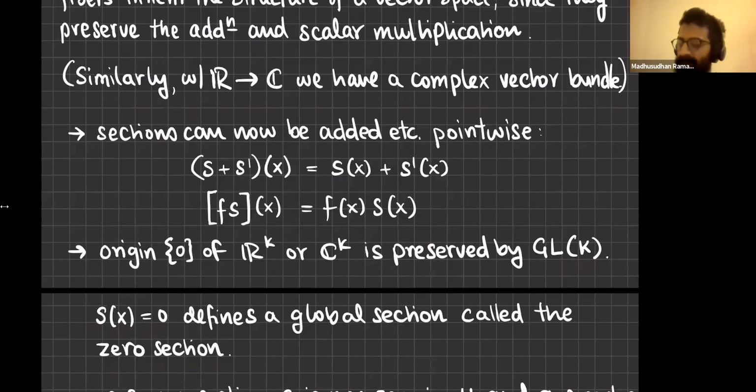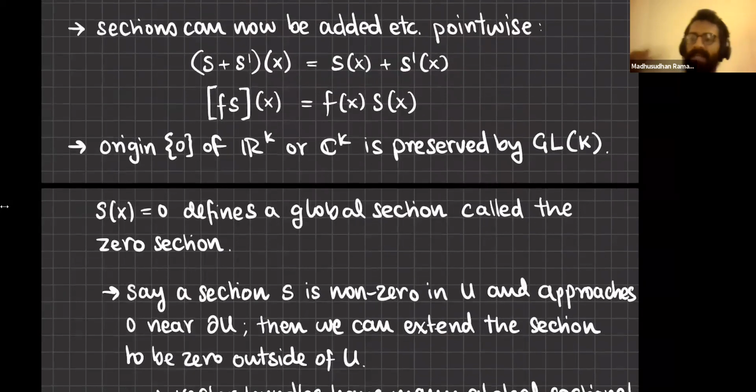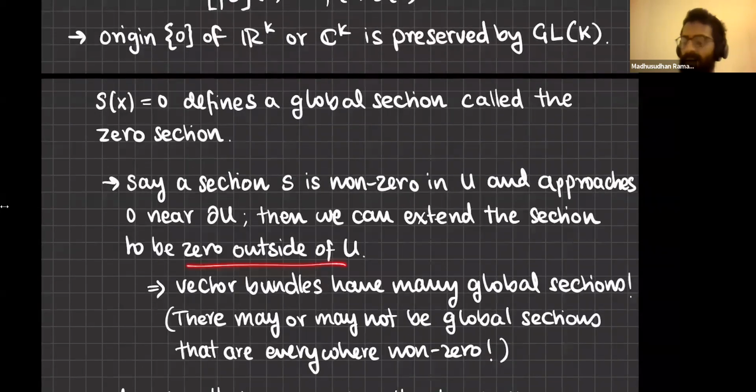Is this clear? So what this allows you to do, for example, is really construct a large number of global sections. So let's say we have a section S, which is non-zero in some small coordinate patch U, and let's say that it approaches 0 near the boundary of U. Then what we can do is extend this section from a local section to a global one by defining it to be 0 outside of U.